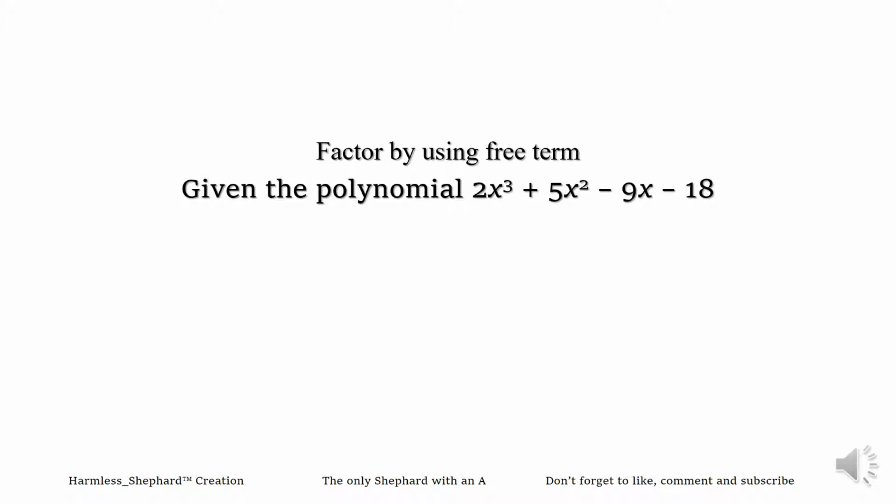First of all, we look at the free term. The free term here is negative 18, or let's say 18. We now look at the factors of 18: we have 1, 2, 9, 18.